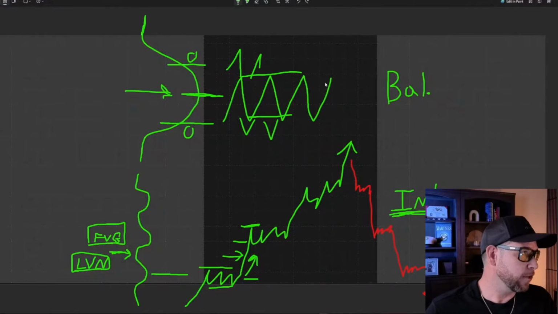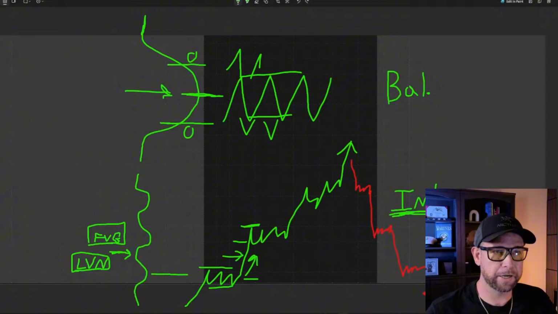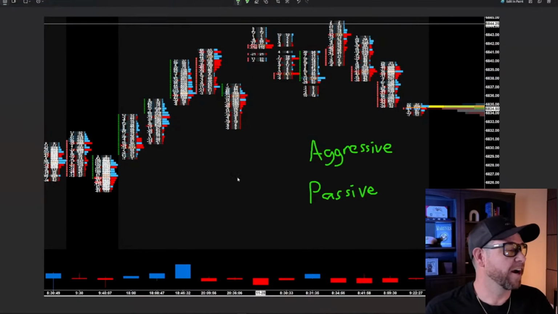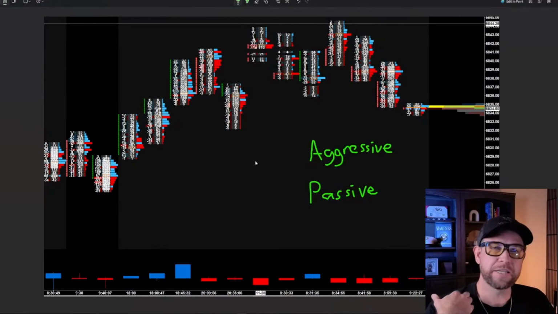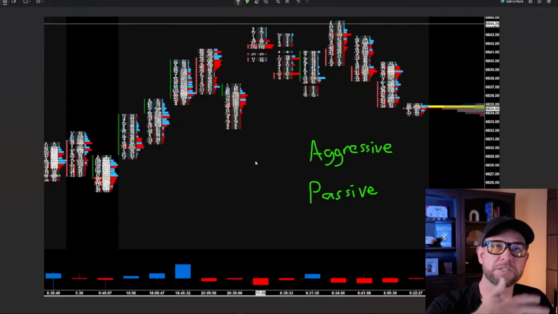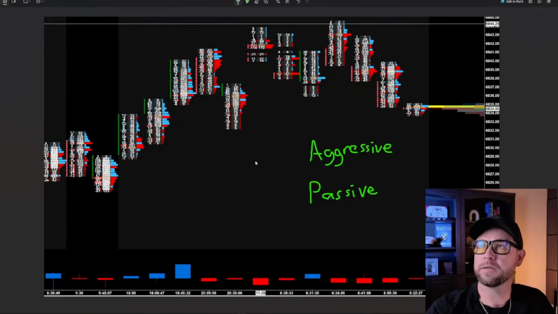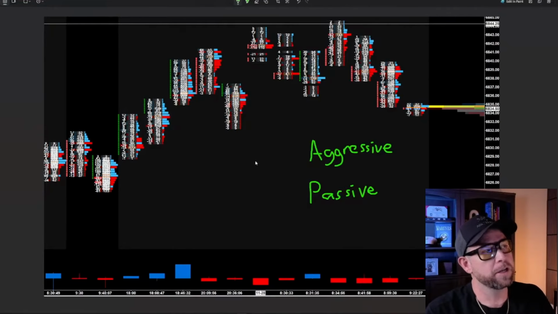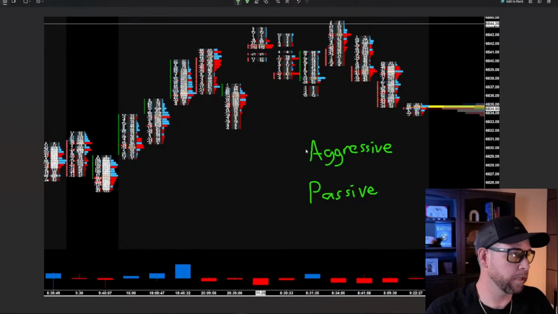The next thing I'm going to narrow down into is the actual participants here in the auction. Essentially, we have aggressive participants and we have passive participants. So when we're analyzing the order flow, on top of understanding the overall structure of the market and where volume is built throughout the daily range, when we're looking at the real-time order flow as it comes in, we need to understand the relationship between aggressive participants and passive participants, right?